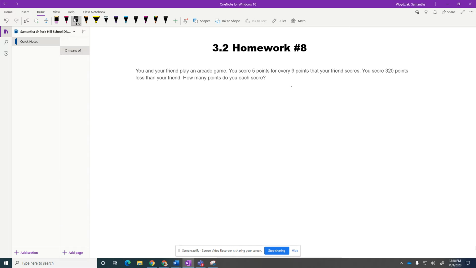3.2 homework number 8 says you and your friend play an arcade game. You score 5 points for every 9 points that your friend scores. You score 320 points less than your friend. How many points do you each score?